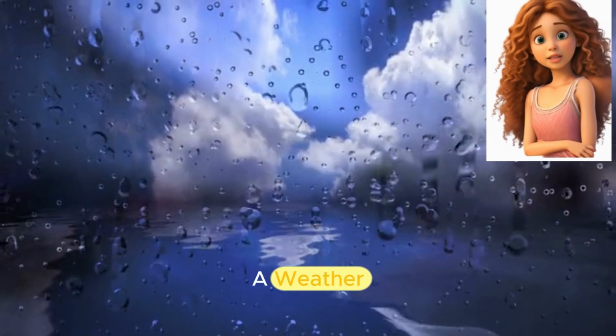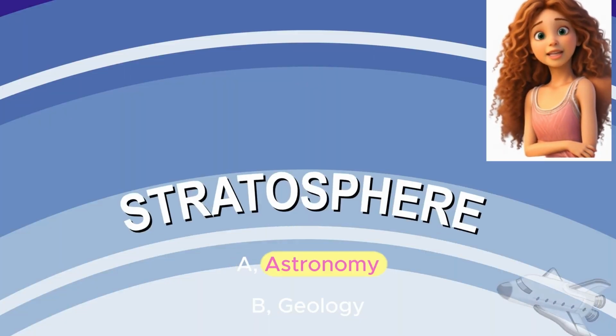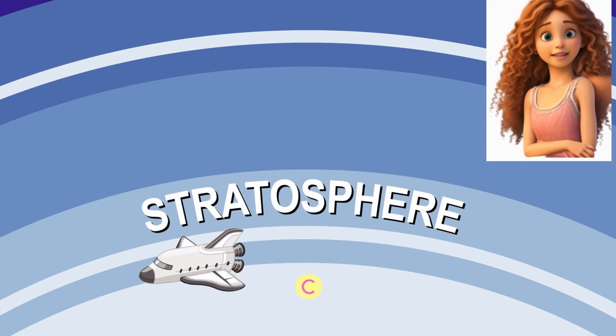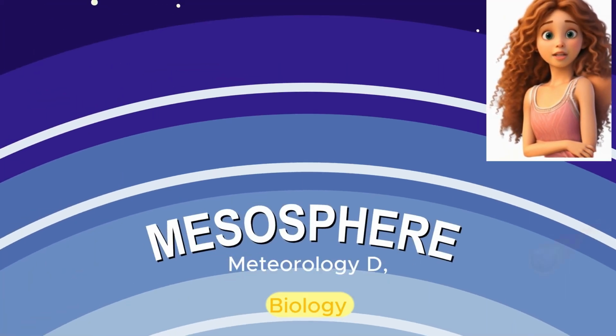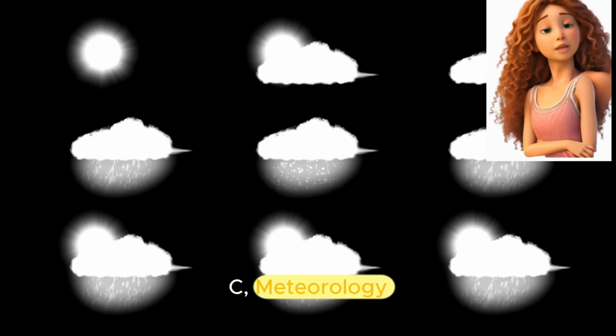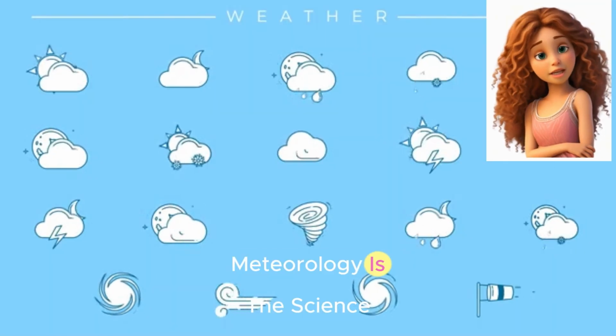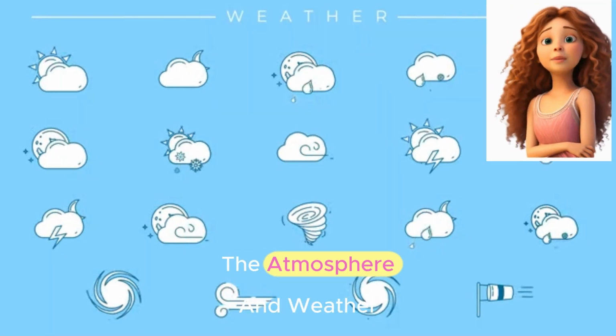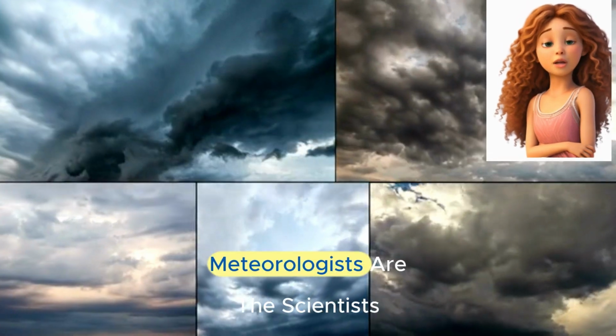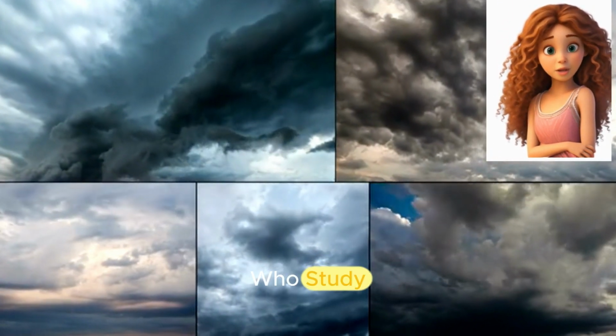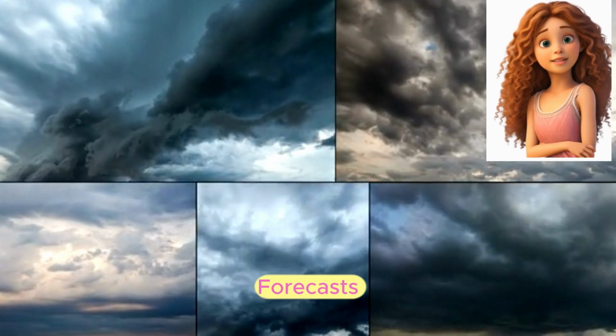What do we call a weather forecast? A. Astronomy. B. Geology. C. Meteorology. D. Biology. The correct answer is C. Meteorology. Meteorology is the science that studies the atmosphere and weather. Meteorologists are the scientists who study weather and make weather forecasts.